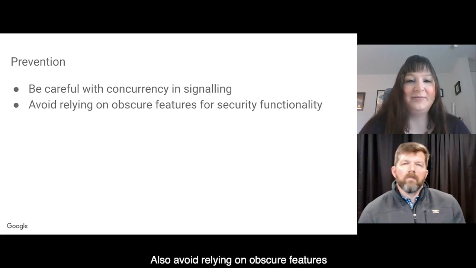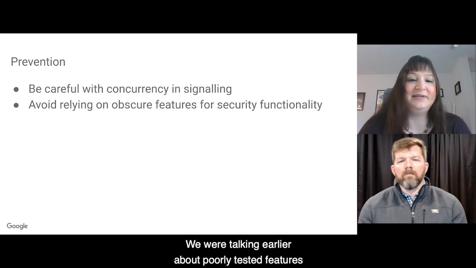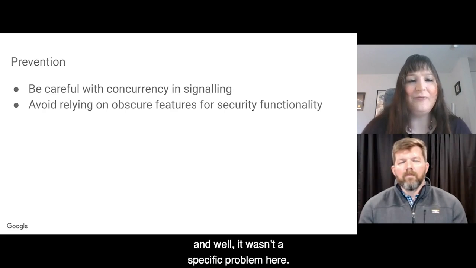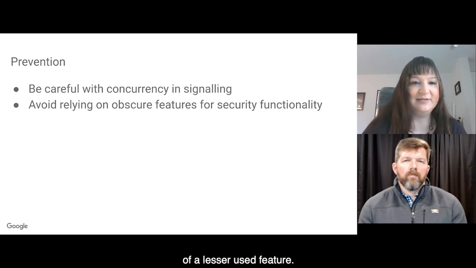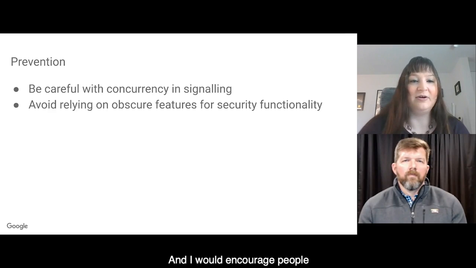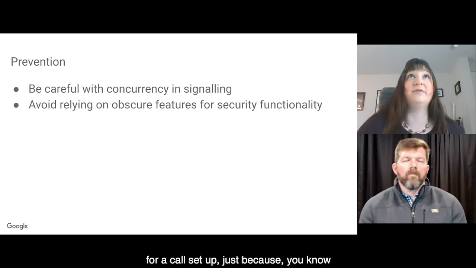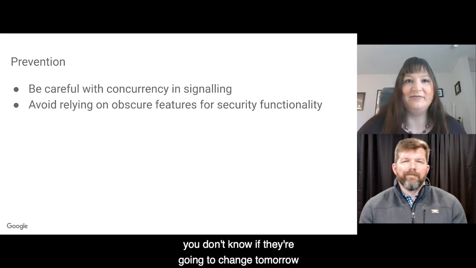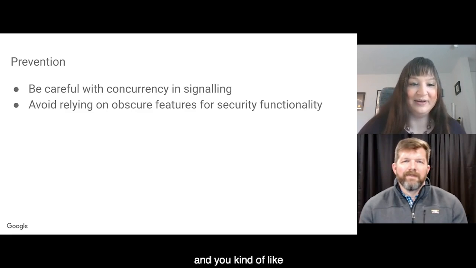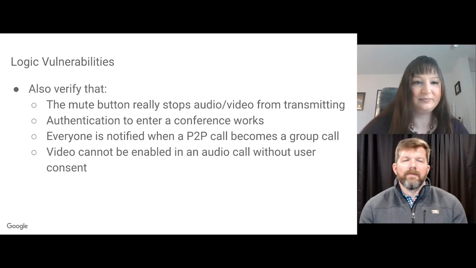Also avoid relying on obscure features for security functionality. We were talking earlier about poorly tested features, and while it wasn't the specific problem here, set parameters is actually a lesser used feature. And I would encourage people not to use less used features for call setup, just because you don't know if they've been well tested, you don't know if they're going to change tomorrow, and the better tested, more normal path you can use, the less likely you are to be affected by some sort of bug you're not expecting.